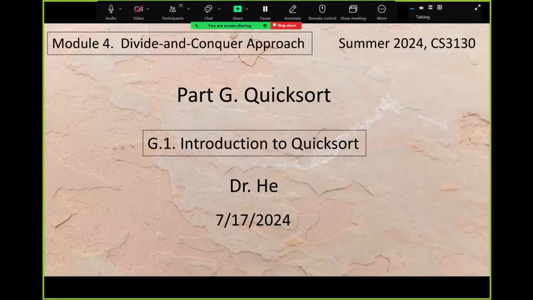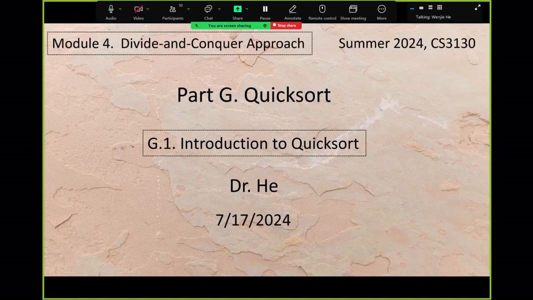Quicksort. First, introduction to Quicksort. This is our sorting algorithm number 5, the 5th we learned. We have learned selection sort, bubble sort, insertion sort, merge sort. Now, number 5, quicksort. The question: why do we need to learn another new sorting algorithm? There is some reason.